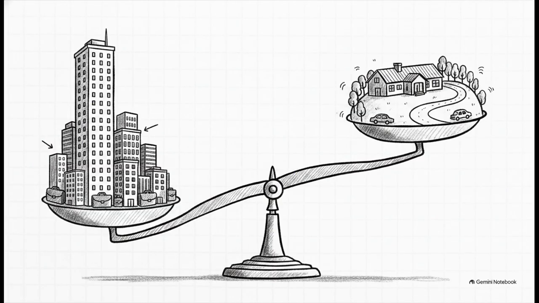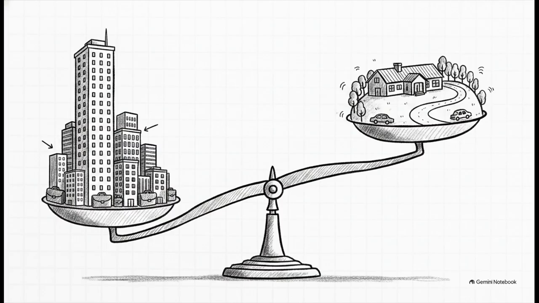Now, you might be wondering, what does this mean for me? Well, this dynamic creates the modern trade-off, and it directly impacts your wallet. According to Alonso's model, if you want high accessibility to jobs and the city center, you have to trade away living space. Hence, the tiny downtown studio apartment. Conversely, if you want a lot of space, a nice yard, a big house, you have to trade away that accessibility and move to the edges of the settlement where land is a whole lot cheaper.